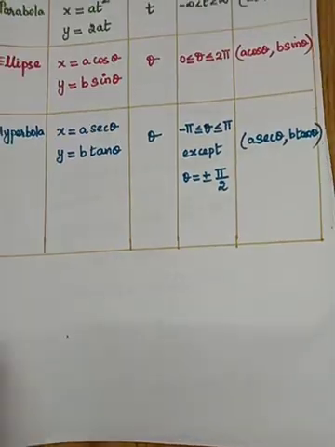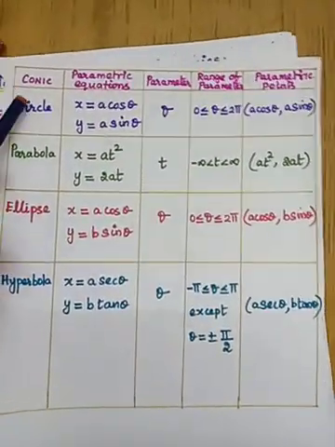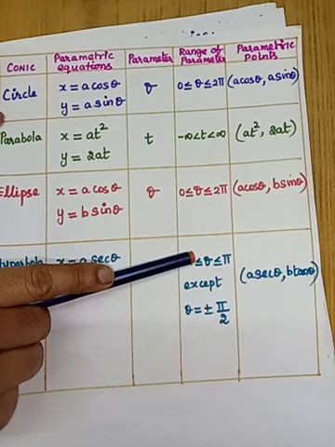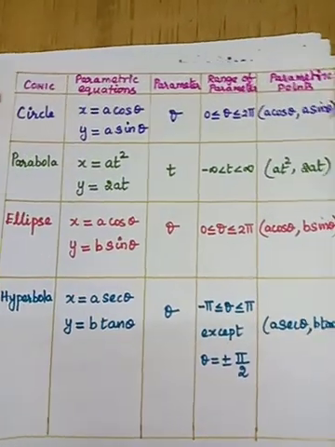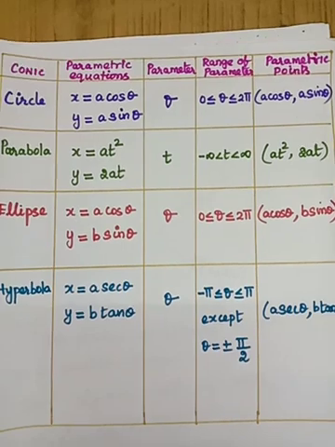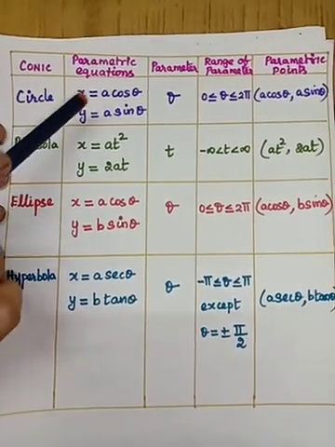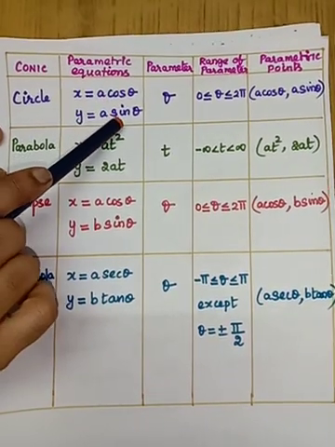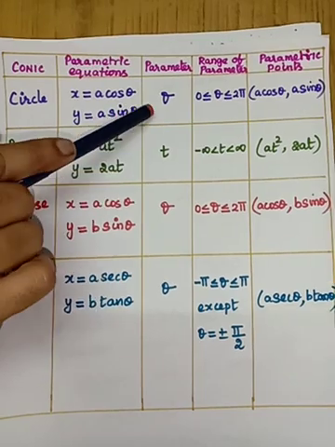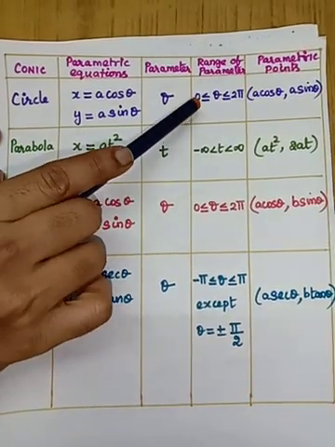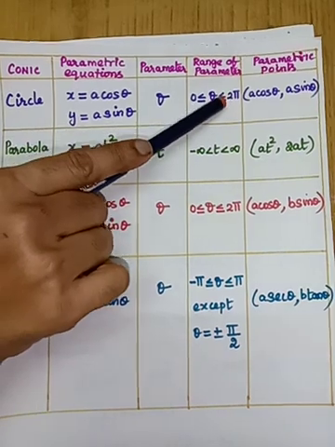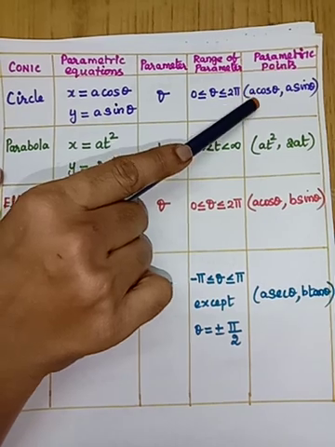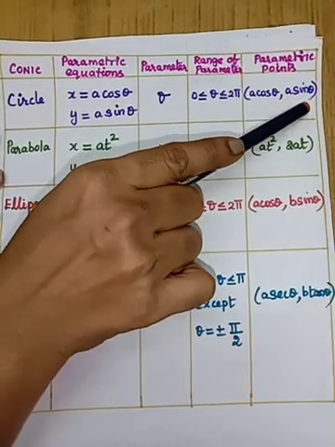Now, the conic, the parametric equations, the parameter, the range of the parameter and the parametric points are tabulated in this table. First take the circle: the parametric equations are x is equal to a cos theta and y is equal to a sin theta. The parameter used is theta, which takes values from 0 to 2 pi. The parametric point on the circle is denoted as a cos theta, a sin theta.